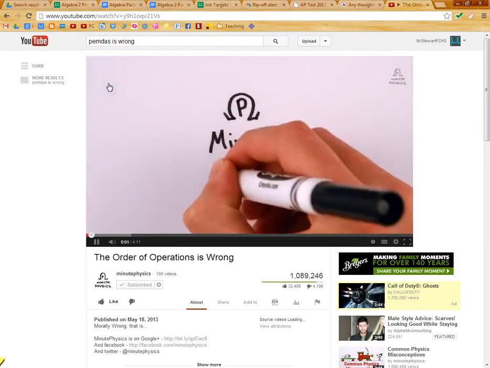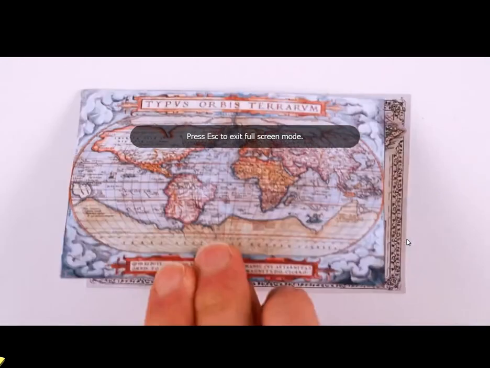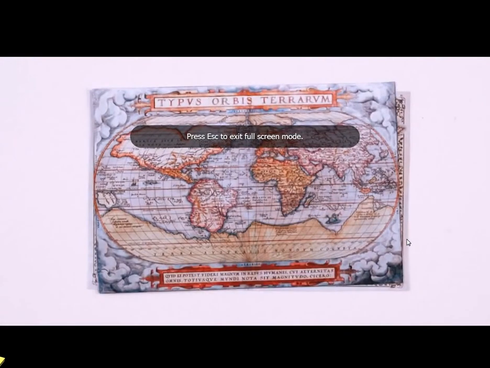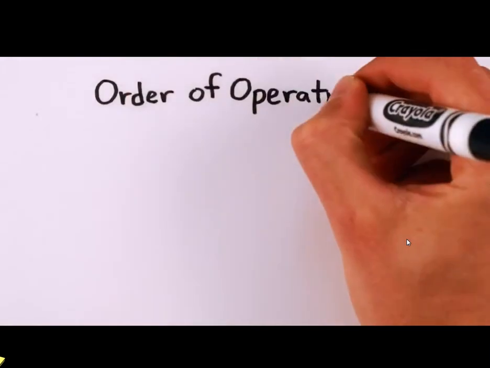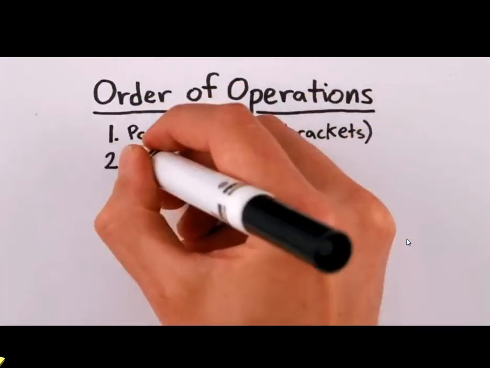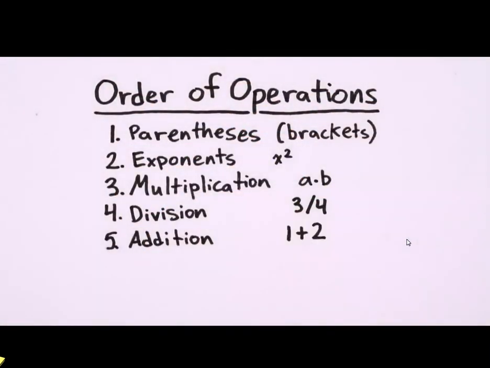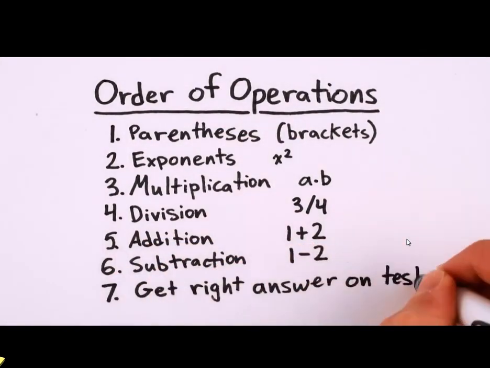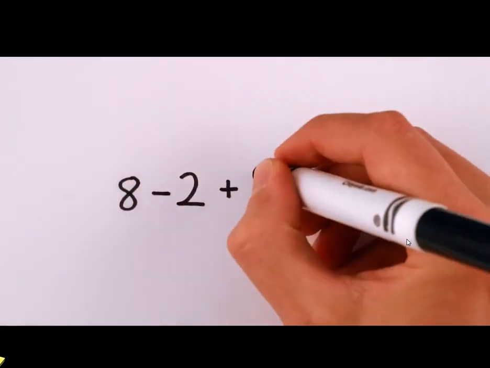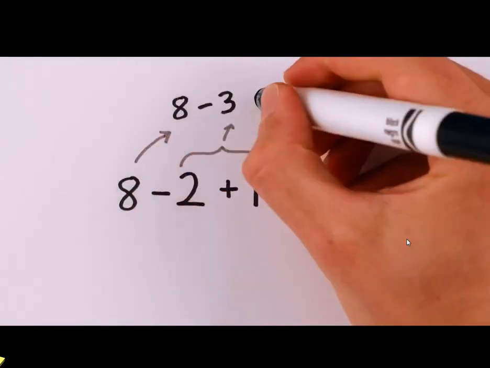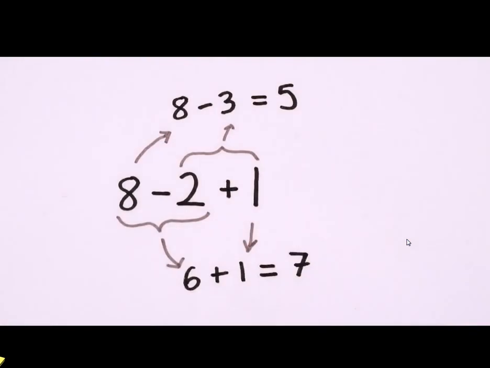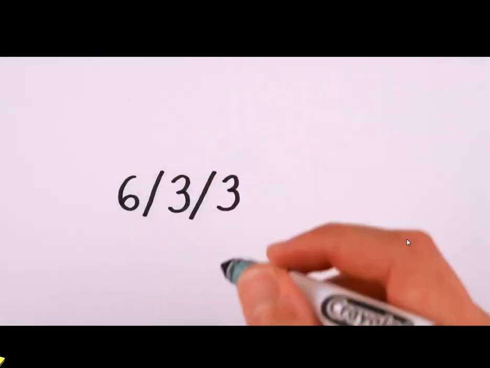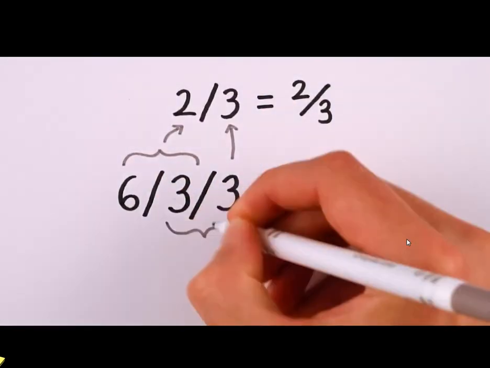If you went to elementary school in the US, or much of the rest of the world, you almost certainly learned about something boringly called the order of operations. A set of rules for whether or not you should do multiplication before addition or addition before subtraction to get the right answer on your math test. Except you don't always get the right answer, or even one answer. I mean, is 8 minus 2 plus 1 equal to 5 or 7? And is 6 divided by 3 divided by 3 equal to 2/3 or 6?